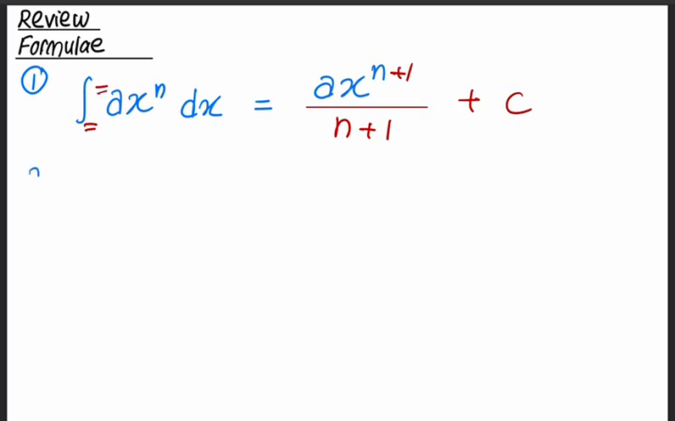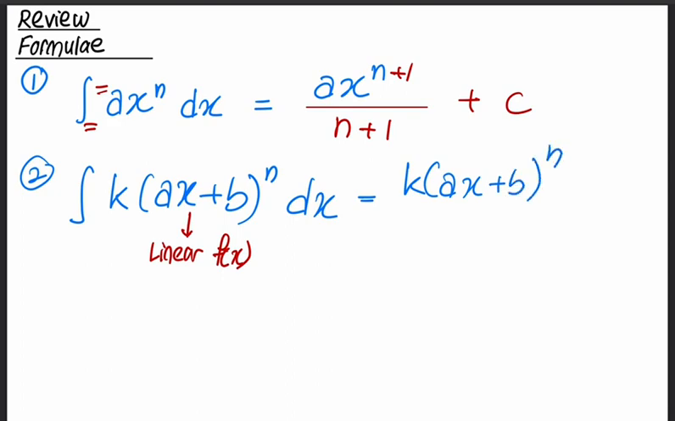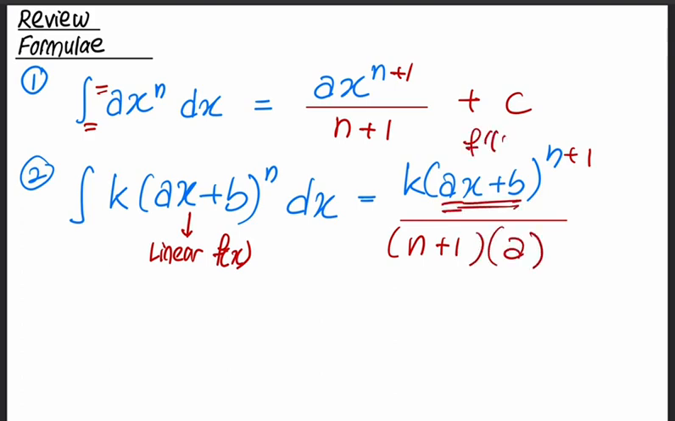So second, the formula we have learned is k (ax plus b) to the power of n dx. When we integrate it with respect to x, k is a constant, so we copy it back. What is inside the bracket is a linear function, so the linear function will copy back as well, ax plus b, and the power n is increased by 1. And we divide by the new power and multiply with f prime x. That means f prime x is actually equivalent to a, right? So it's plus c.